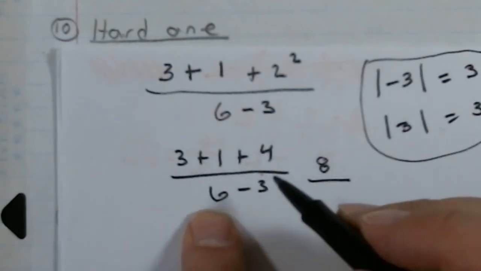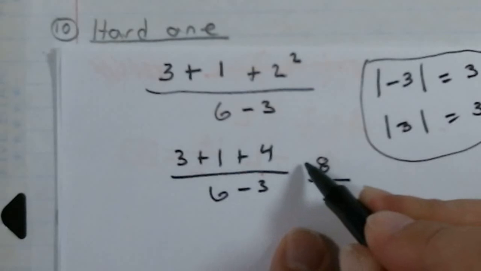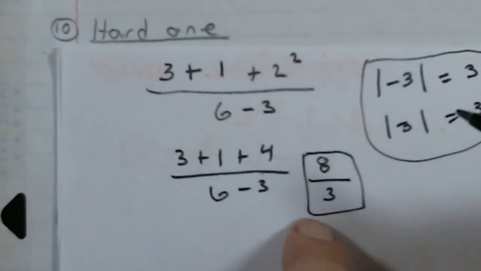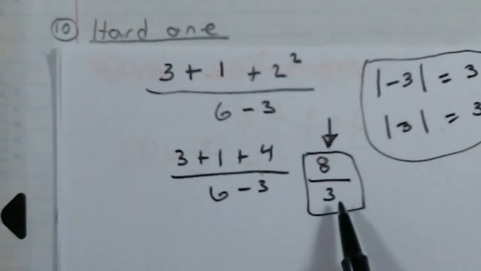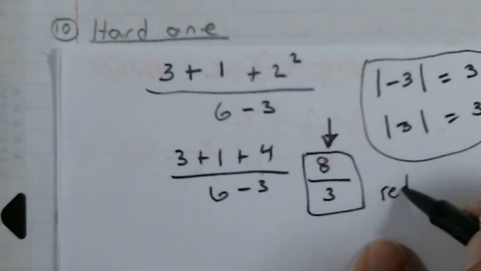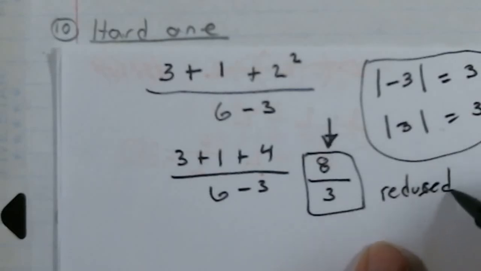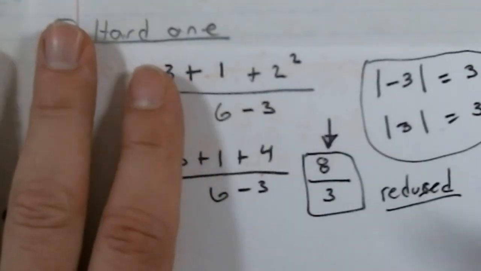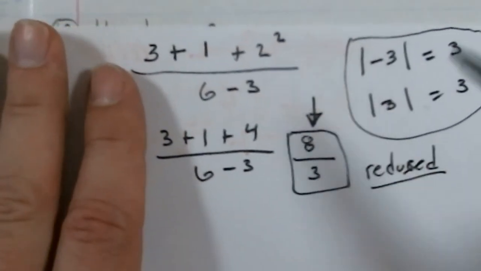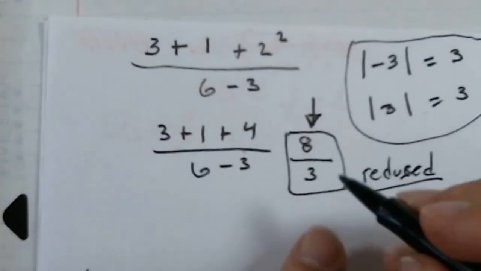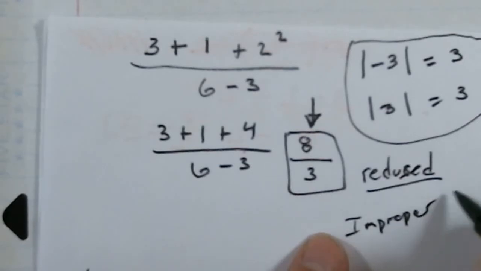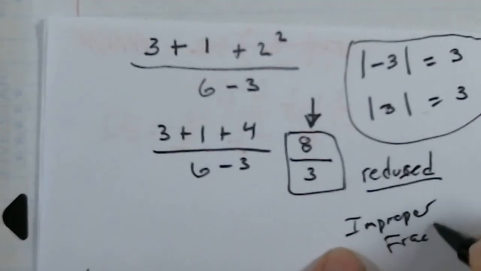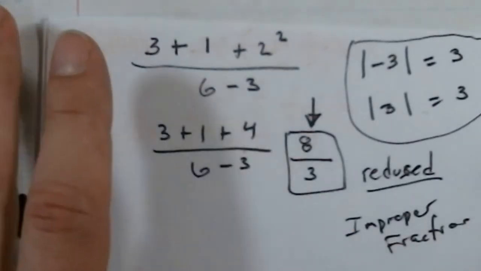6 minus 3, let's see, 6 minus 3 is 3. Okay, there you go. Now, some of your teachers might say, I want this to be reduced. I'm going to probably say the same thing. And what I mean by reduced, this is called an improper fraction. And that's kind of what you need to watch out for.